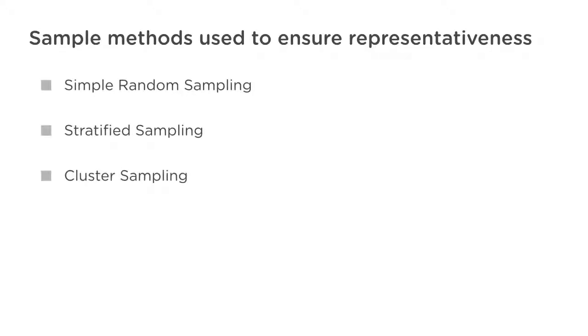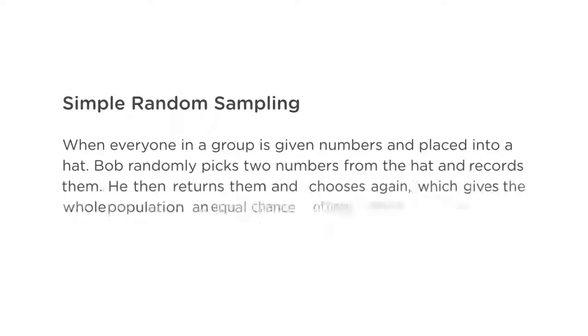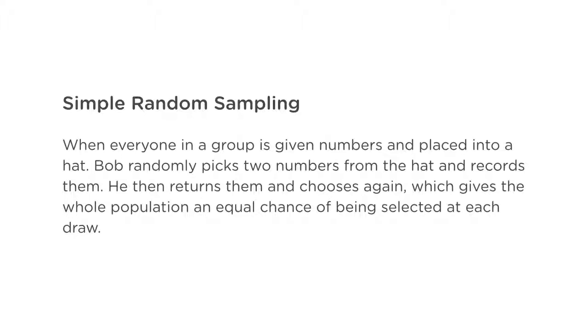A variety of sample methods are used to ensure representativeness by incorporating an element of randomness in selecting data points. Some common ways are called simple random sampling, stratified sampling, cluster sampling, and systematic sampling. Simple random sampling is when everyone in a group is given numbers and placed into a hat. Then Bob randomly picks 2 numbers from that hat and records them. He then returns those numbers and chooses again, which gives the whole population an equal chance of being selected at each draw.